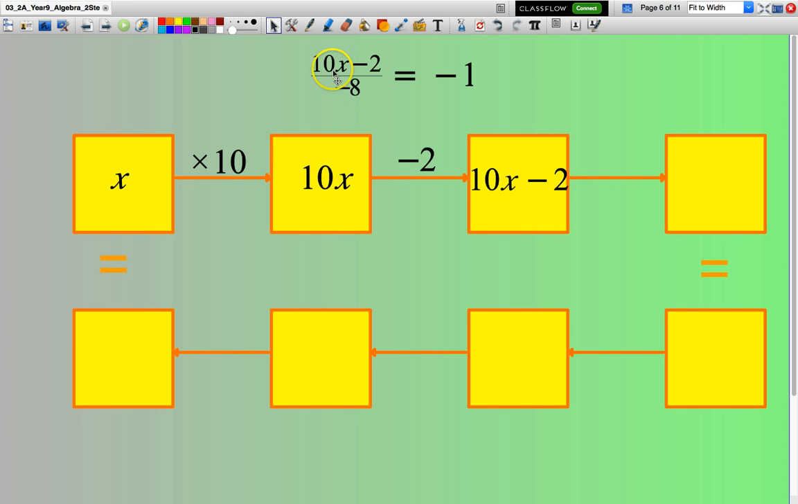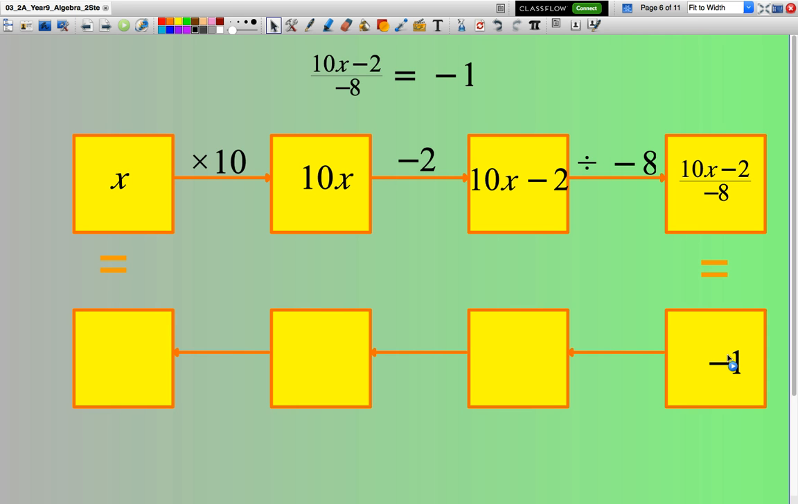Then what do I do to 10x minus 2? It's all divided by negative 8. So divide that by negative 8, and 10x minus 2 divided by negative 8, that is what is on the left-hand side of my equal sign. That also equals negative 1. So that's the right-hand side of my equal sign. Now all I do is operate in the reverse direction.